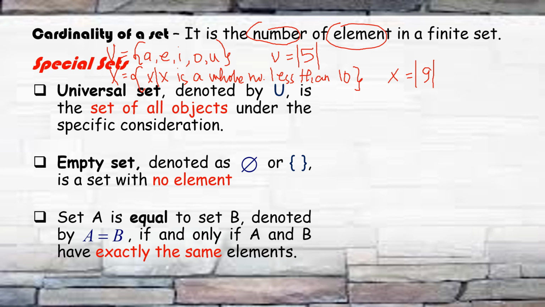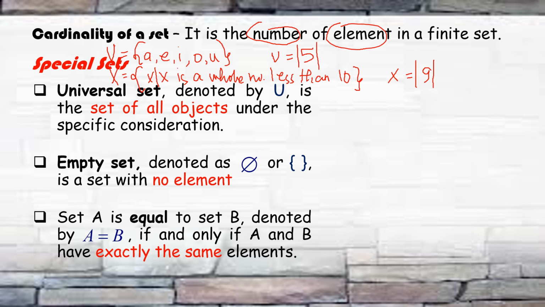Yan, natakpan na isulat. I hope you read it. First one is the universal set, denoted by capital letter U. Tandaan ang mga symbol natin, ha? It's the set of all objects under a specific consideration. So, kung halimbawa, we have the set V, which is A, E, I, O, U. Yan din ang kanyang universal set.